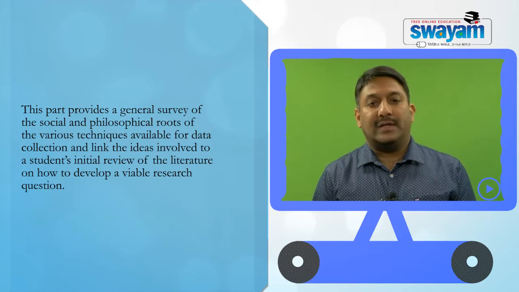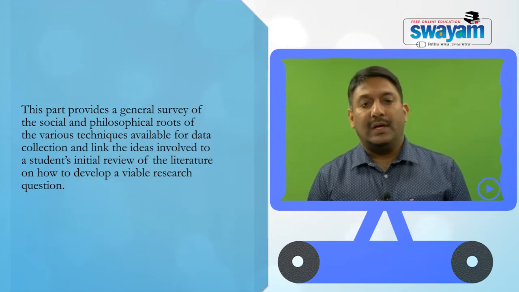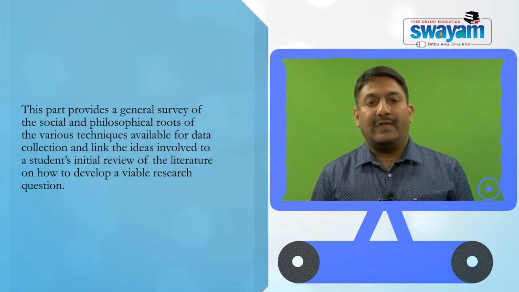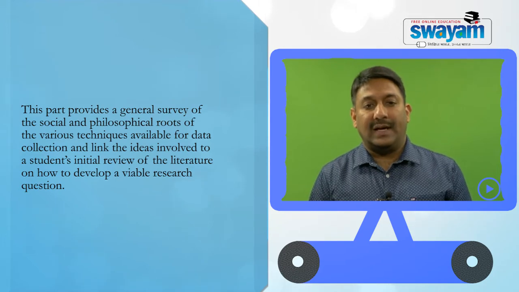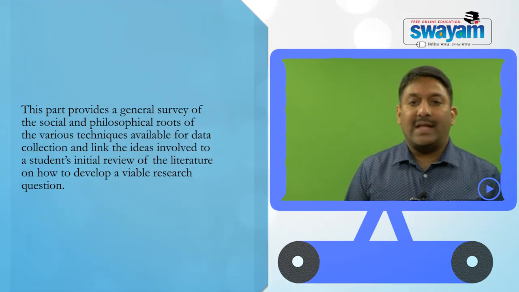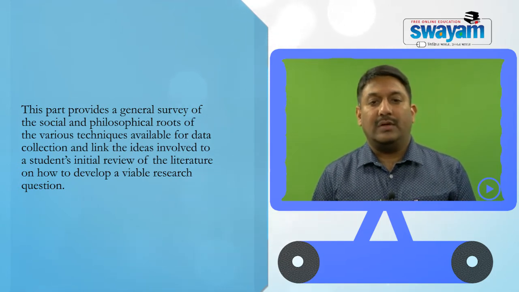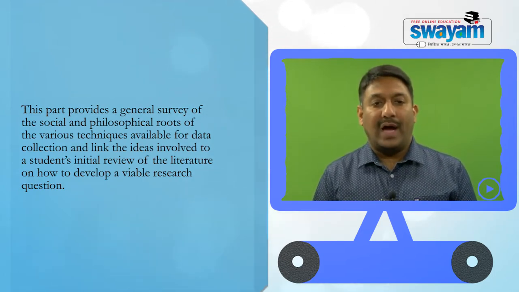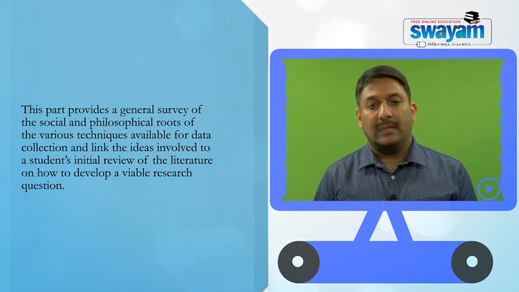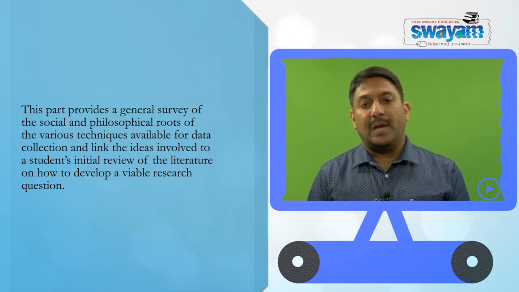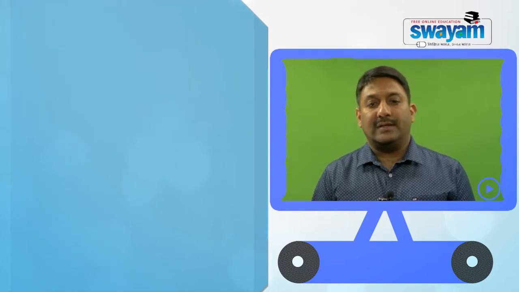This part provides a general survey of the social and philosophical roots of the various techniques available for data collection, and links the ideas involved to a student's initial review of the literature on how to develop a viable research question. Particular attention shall be paid to the contested issues in social science.